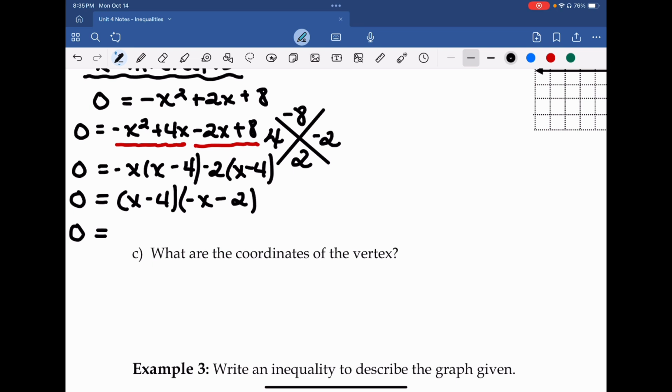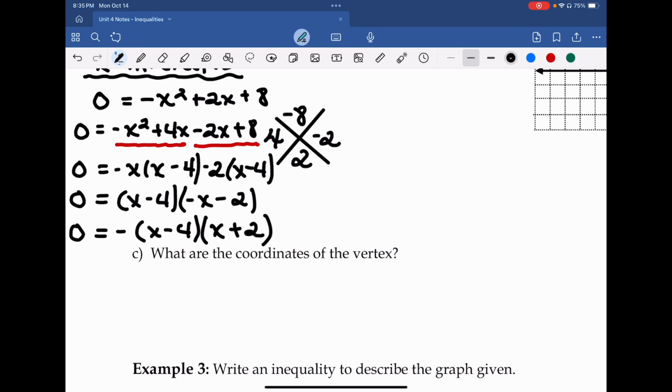So when I factor out the negative, I'm going to put the negative out front of all of the terms, write it as x minus 4. And then if I take out the negative from this binomial here and place it out front, what this leaves me with is x plus 2 for my second binomial.